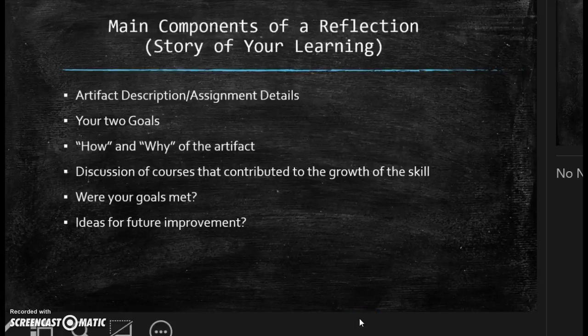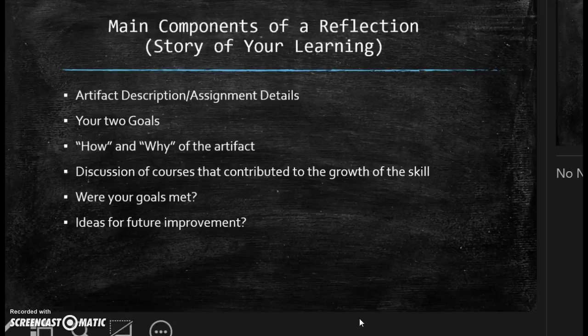These are the main component parts of your reflection, and like I mentioned earlier, it is the story of your learning, and you can think about it as a narrative. You're going to have some actual artifact facts. What is the artifact? Describe it, give us assignment details. If you have criteria for evaluation, you could even include those. When you did it, for what class. You'll also need your 2 goals.